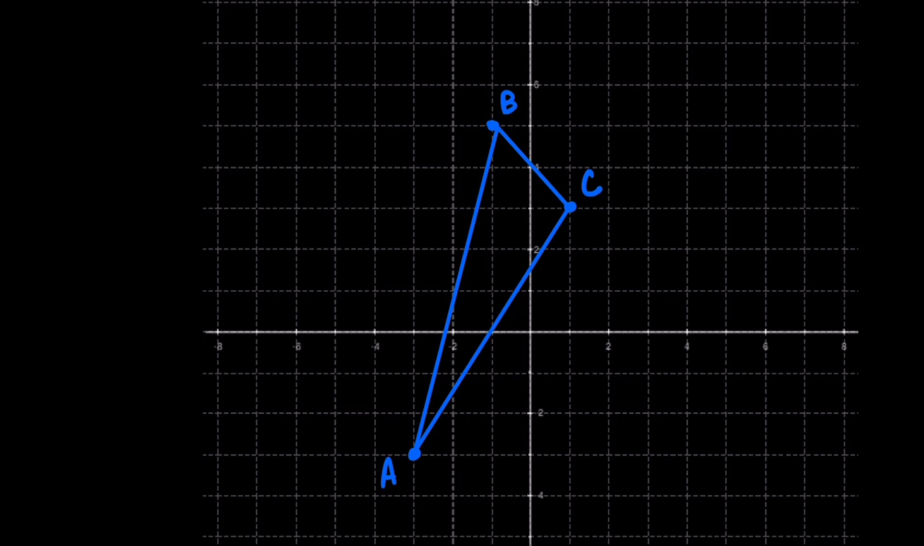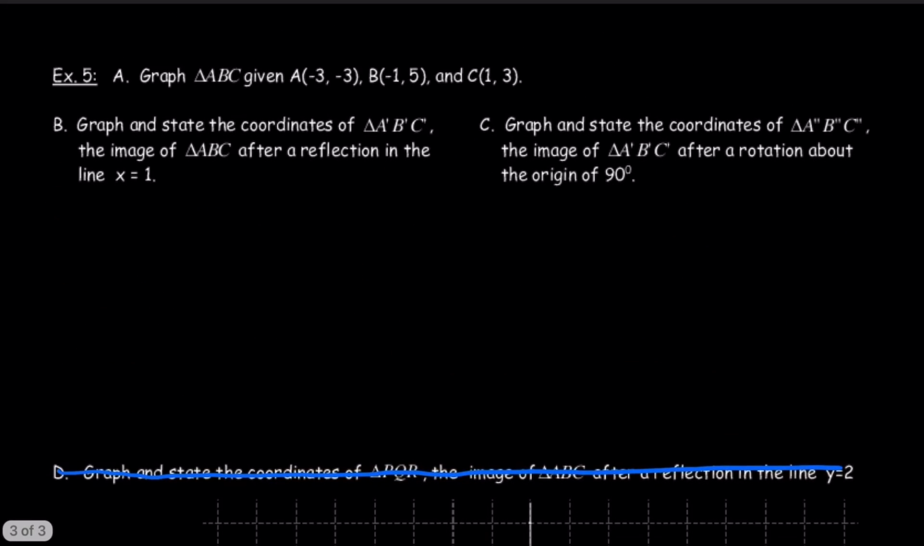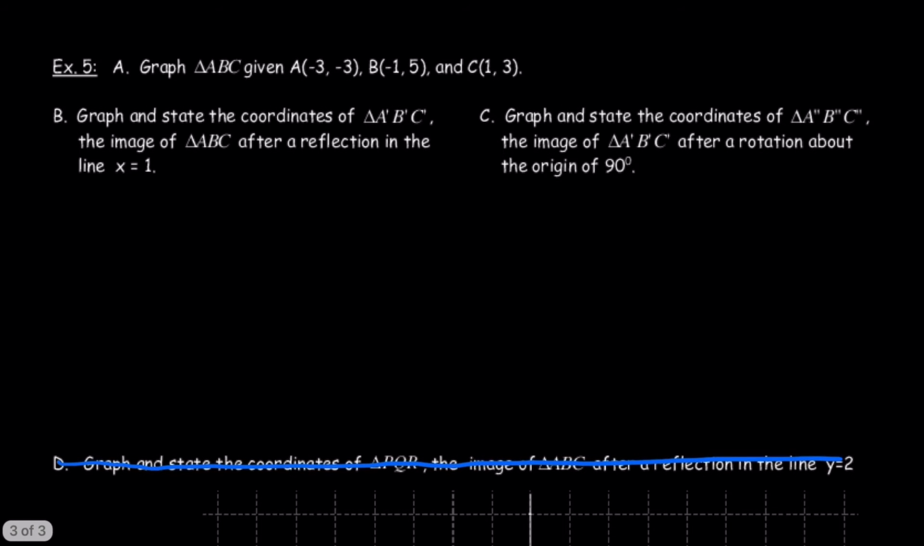Okay, now what am I doing with that triangle? Part B. I want to graph and state the coordinates of A prime, B prime, C prime, the image of triangle ABC after reflection in the line x equals 1. Well, to reflect in this line, we have to remember one thing. First of all, we need to sketch it. So what does that line look like?